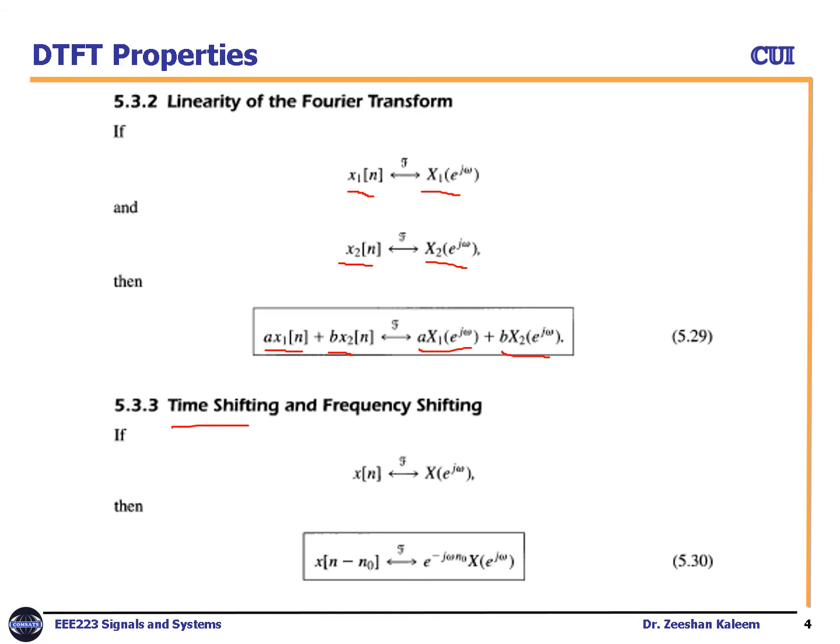The other one is the time shifting and the frequency shifting. Let's discuss first the time shifting property. In time shifting, for example, if you have a signal x of n, and whenever you take the Fourier transform, it will give you X(e^jω). And what is time shifting? In time shifting, instead of n, you have n minus n naught, any n naught time delay or advance, right? So x of n minus n naught. What will be the Fourier transform? It will be e^(-jωn0) times X(e^jω). So the time delay brings the phase shift in the Fourier transform signal.